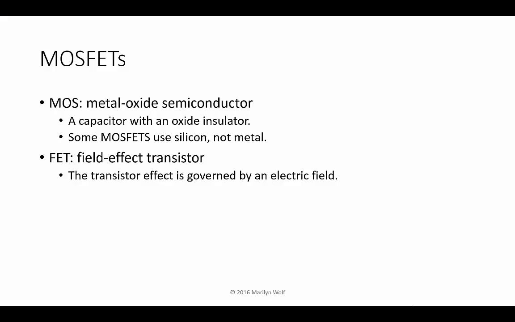MOS stands for metal oxide semiconductor, which represents the MOS capacitor with an oxide insulator that forms the central part of the transistor. The first MOSFETs were made with metal gates, but some MOSFETs are made with a form of silicon called polysilicon. In either case, they're called MOSFETs. FET stands for field effect transistor, which means that the transistor effect is governed by an electric field, namely the electric field of the MOS capacitor.